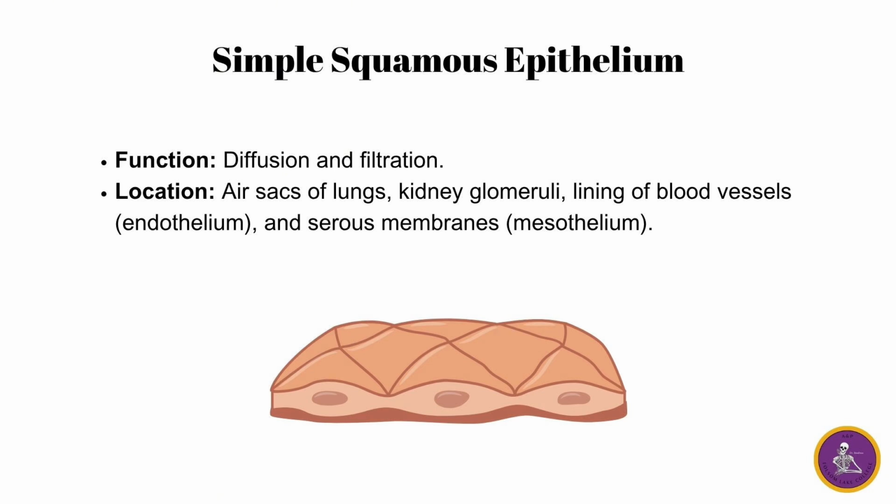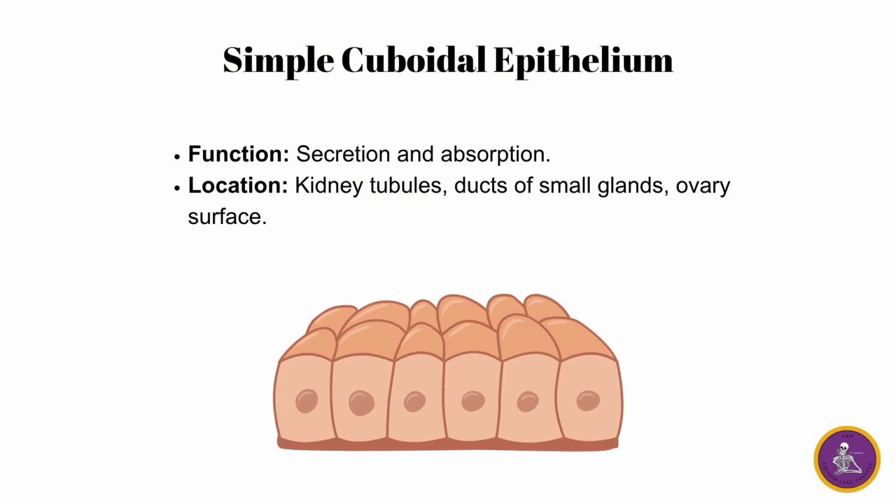In blood vessels, the inner lining is made up of simple squamous cells and is called the endothelium. When these cells line the outer surfaces of organs within ventral cavities, such as the lungs or intestines, the layer is called the mesothelium. Simple cuboidal epithelium consists of a single layer of cube-shaped cells.